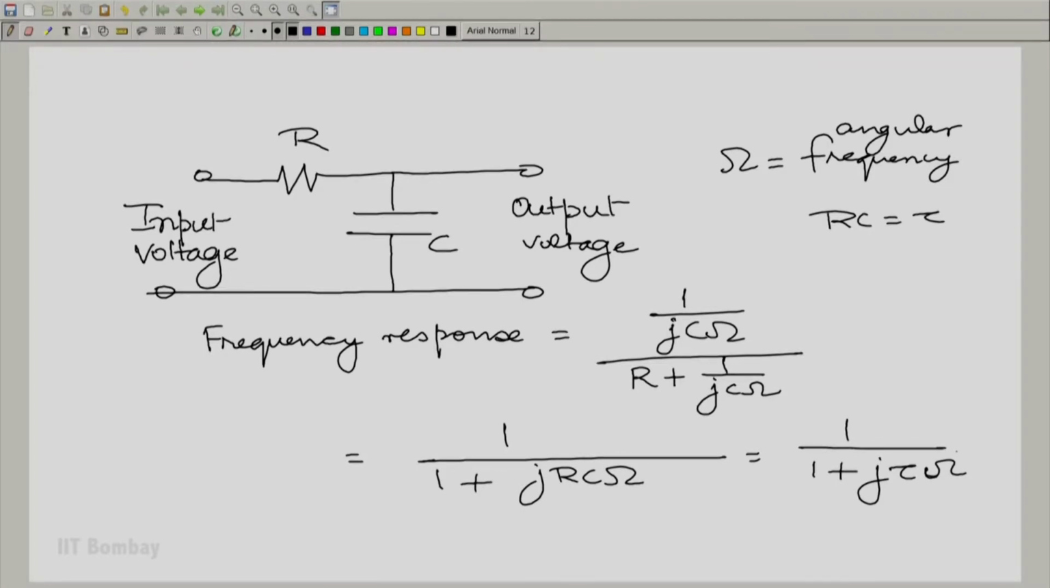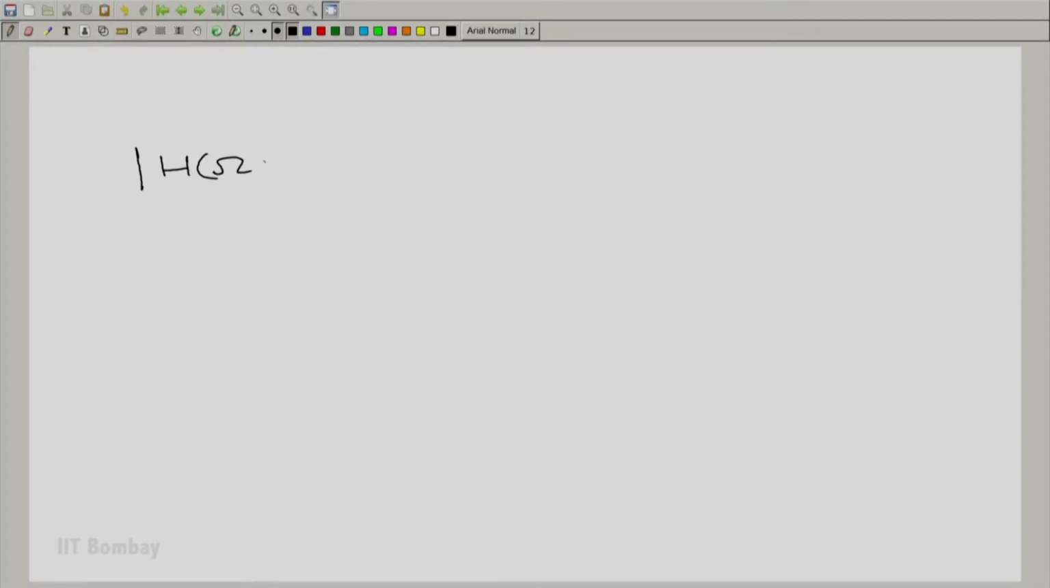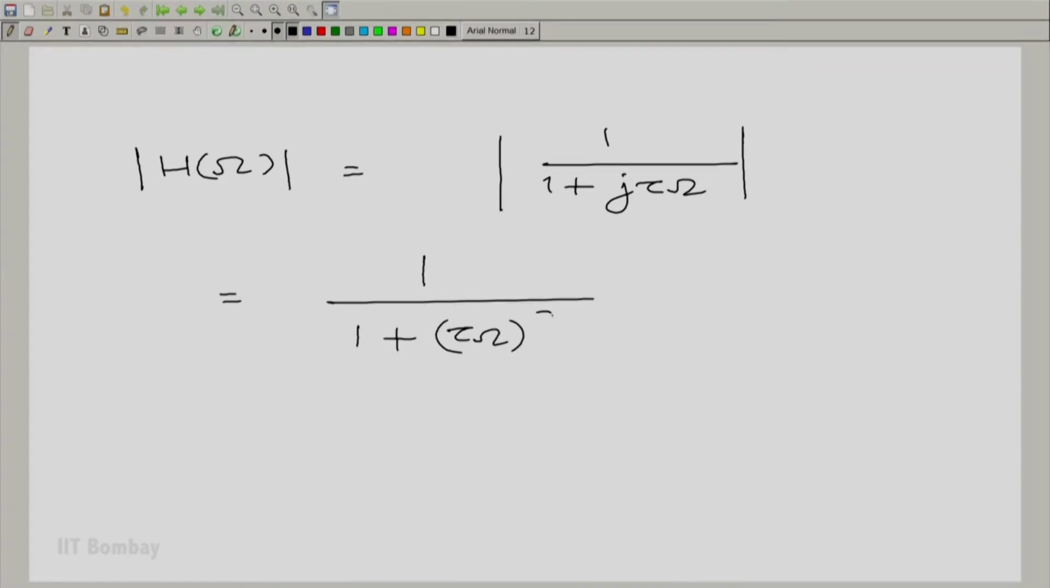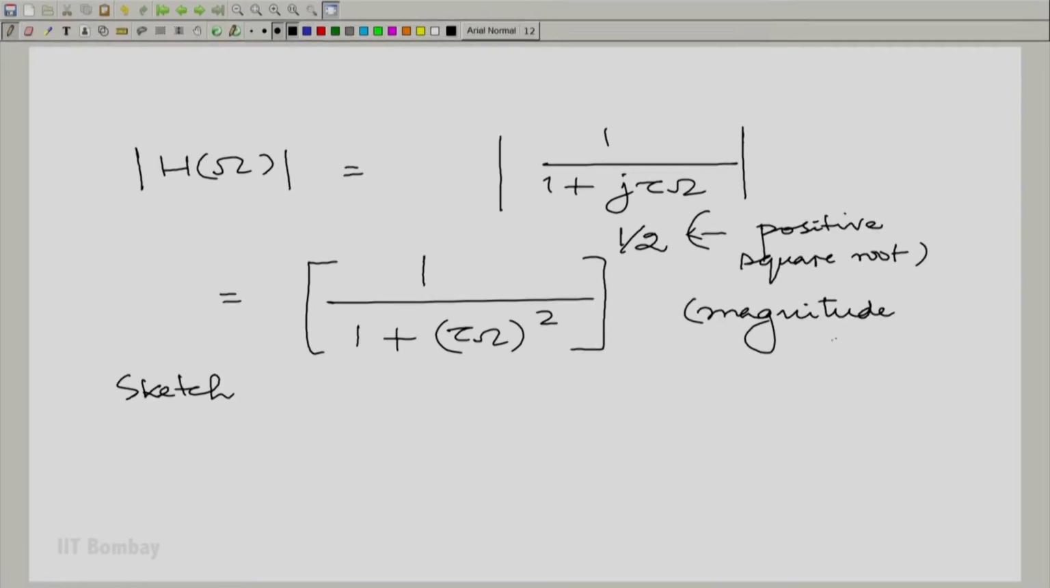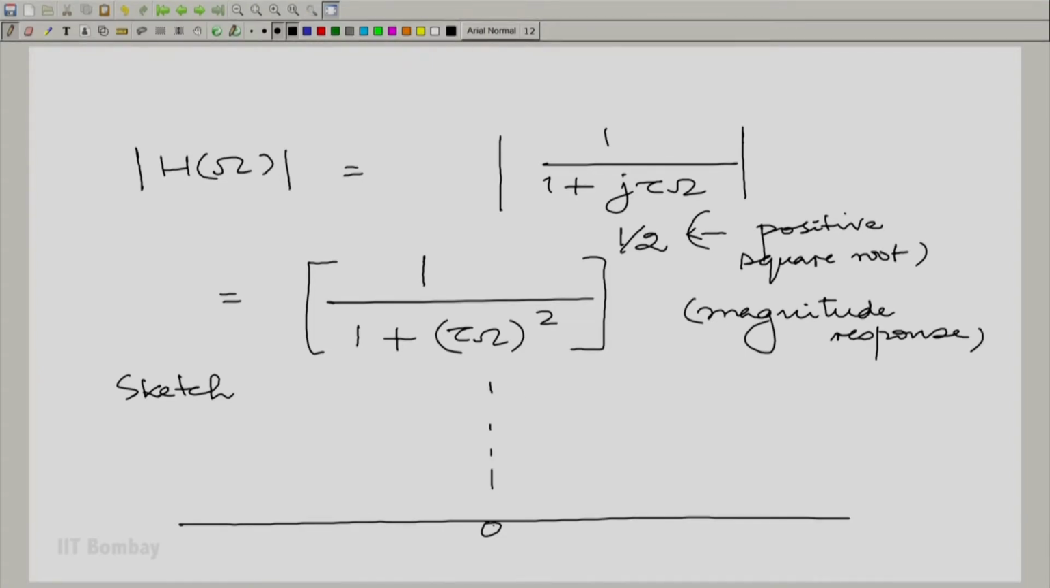Now let us call it H of omega, this is a function of capital omega, and let us find out the magnitude of H of omega. It is of course the magnitude of 1 by 1 plus j tau omega, which is 1 by the positive square root of 1 plus tau omega squared, and we can sketch this. So, this is the so called magnitude response.